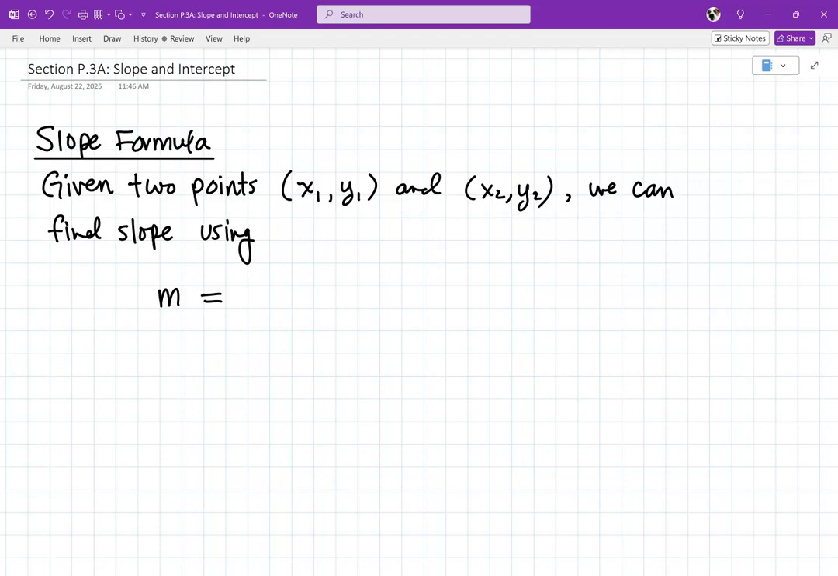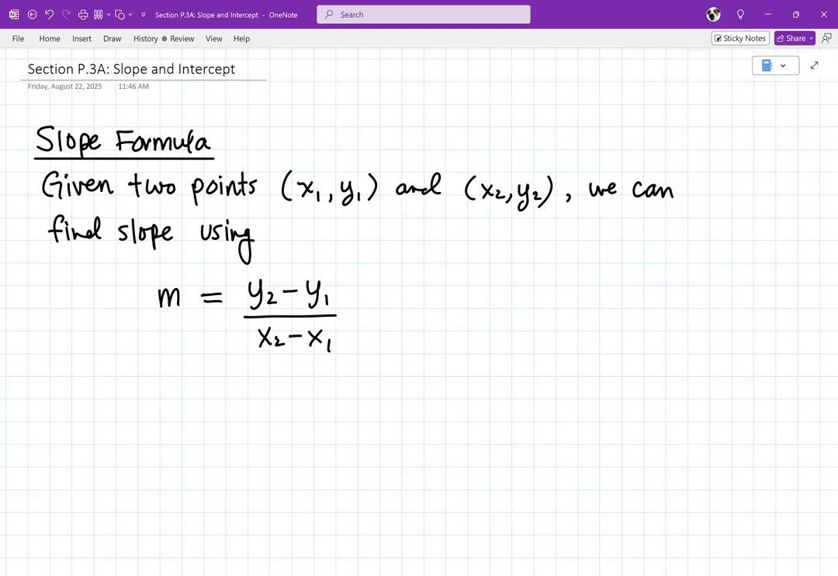Uppercase M, does anybody remember what we use a capital letter M for? I think you guys have learned this before. It's for a midpoint. Whenever you used to try to find a midpoint between 2 points, you use capital letter M equals. The lowercase letter m is slope, okay? So it's y sub 2 minus y sub 1 over x sub 2 minus x sub 1, okay?